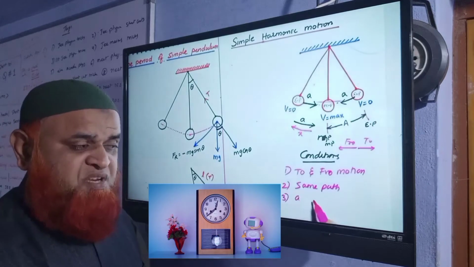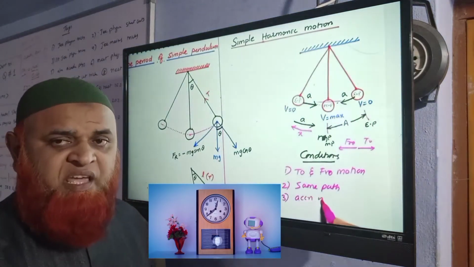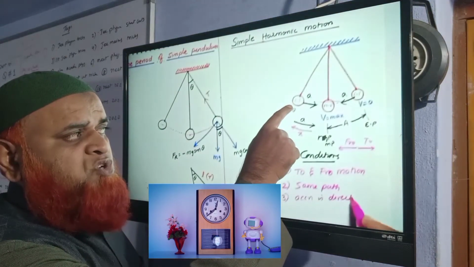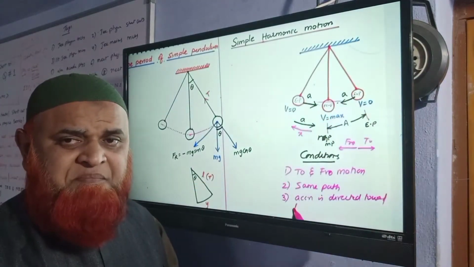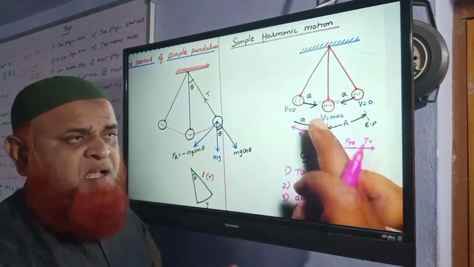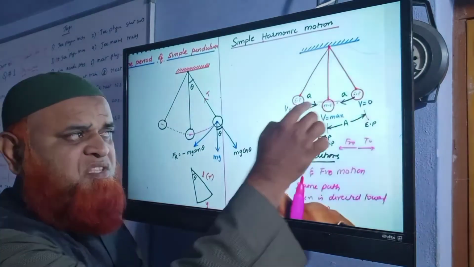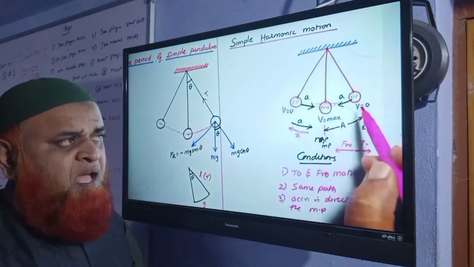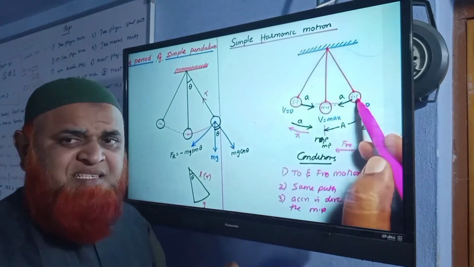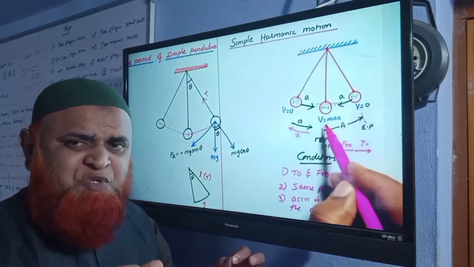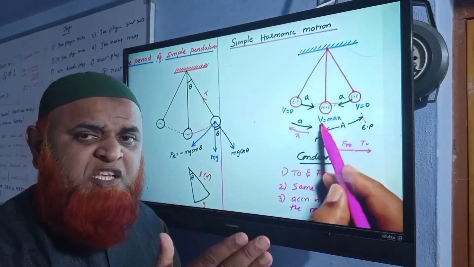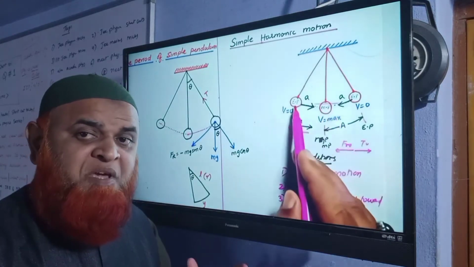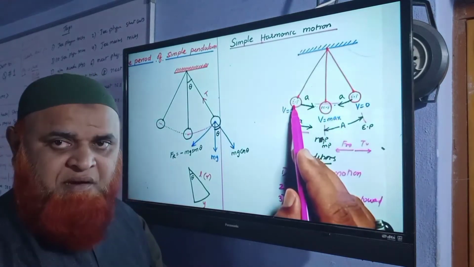Then what is the next condition? The body stops at this place and at this place, and it has maximum velocity at the mean position. These two are called extreme positions, and this is the mean position. The acceleration is always pointed towards the mean position. That should be remembered here.